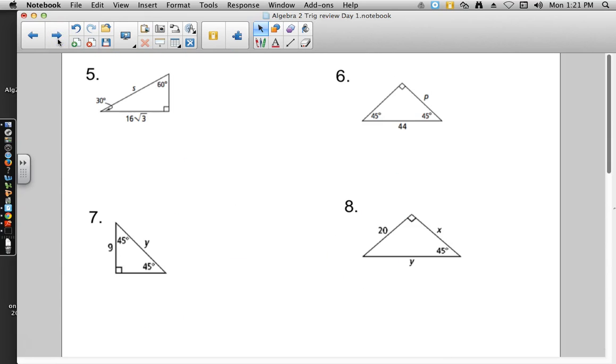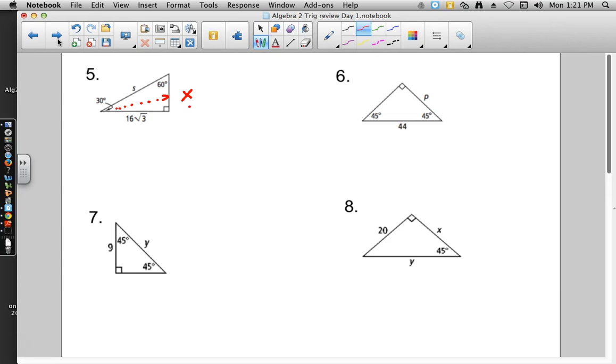So we go to the next page, and in number 5, I see that that's a 30, 60, 90, and I'm kind of wondering which one of those is the short side, because that's the one I hope they gave me. Well, the short side is always going to be opposite the smallest angle. So here's my 30 degrees. Straight across from that, this is the short side. They didn't give me that, so that means I'm going to have to think backwards. So here's my short side.